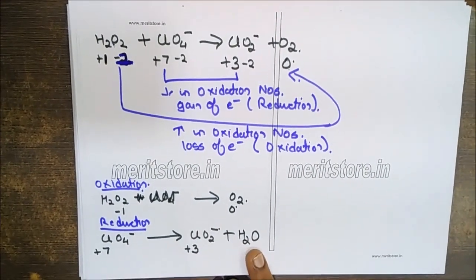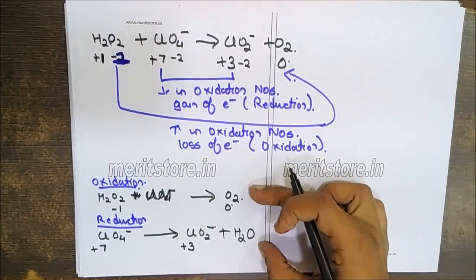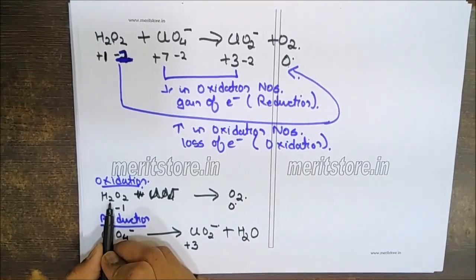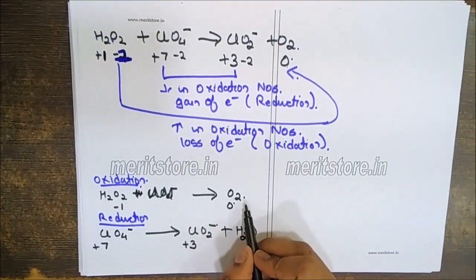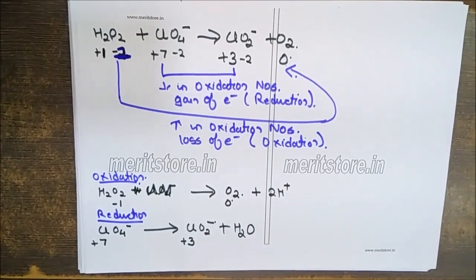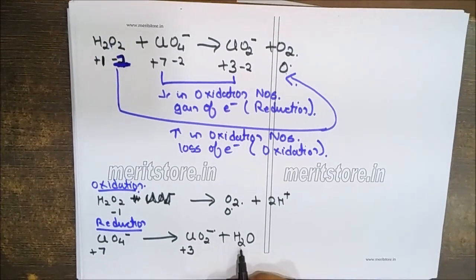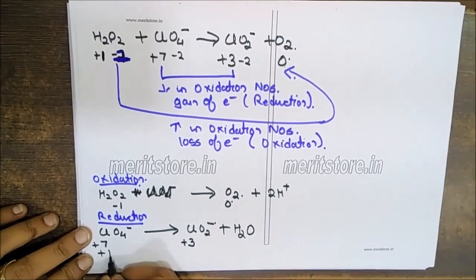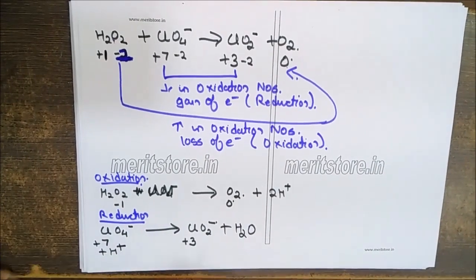Now after we have added the water molecules, let's balance both the reactions for hydrogen atoms. So how many hydrogen atoms are here in the oxidation reaction? 2. Is there any on my right hand side? No. That means I have to add 2H+ here. Same way, now let's come to this side. There are 2 hydrogen atoms here and here there is none. So on my left hand side, I will have to add 2H+.